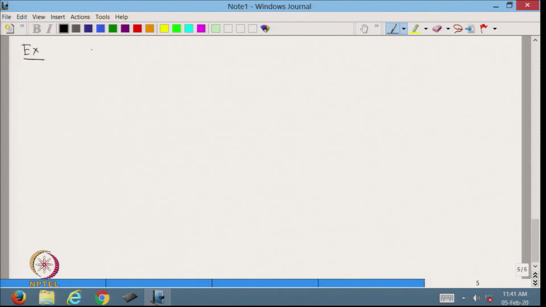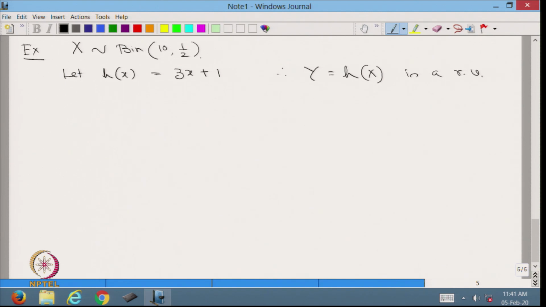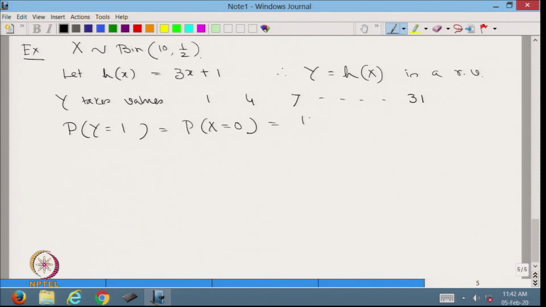So, let us give an example. Consider x to be binomial 10 comma half. Let h of x is equal to 3x plus 1. Therefore, y is equal to h of x is a random variable, where y takes values 1, 4, 7 up to 31. With the probabilities that we can understand, probability y is equal to 1 is equal to probability x is equal to 0 is equal to 10 C0 half to the power 10, etc.